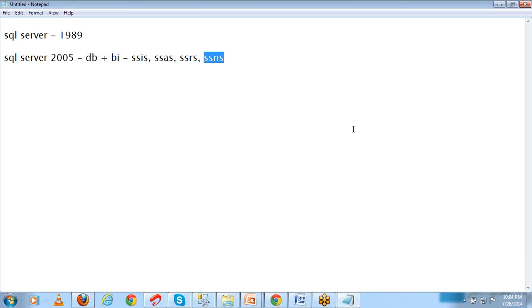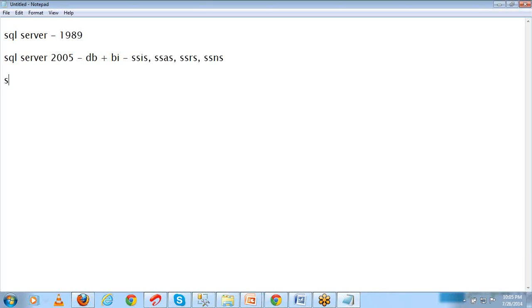SSNS is called SQL Server Notification Services. Let's suppose you go to a shopping mall and buy some products. Finally, they generate a bill. Before generating the bill, they ask for your mobile number. Once you give your mobile number, after 6 months, when they introduce some offer, they will send you a message: we have an offer these days, you can buy these goods and get this much percentage off. That is called a notification. Just an example I gave.